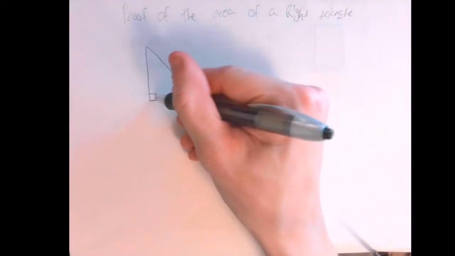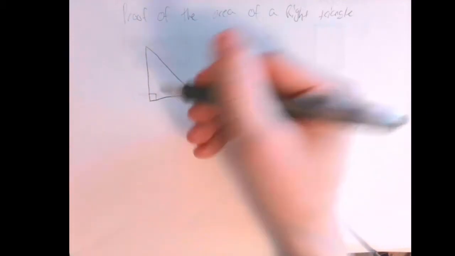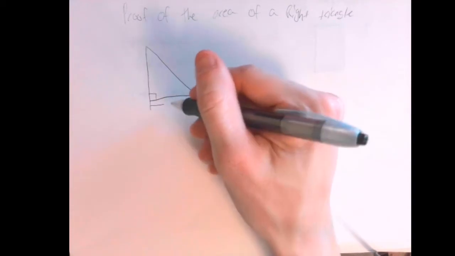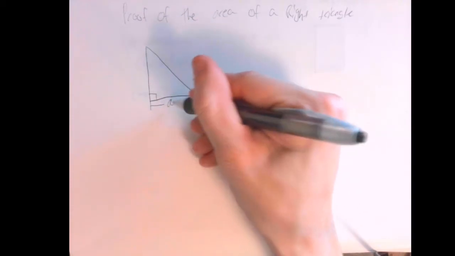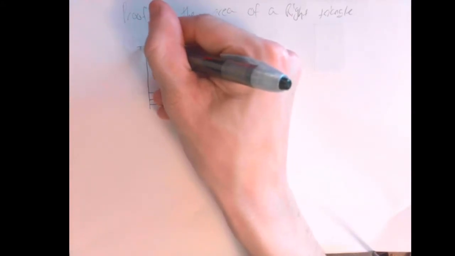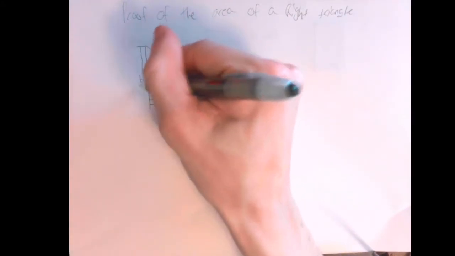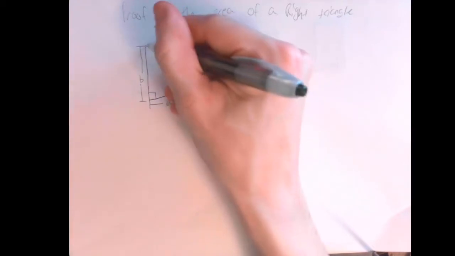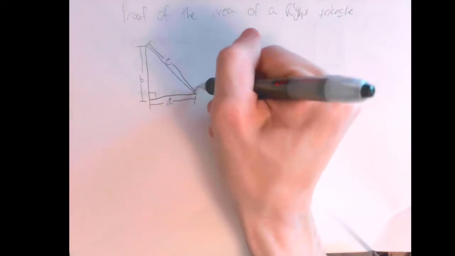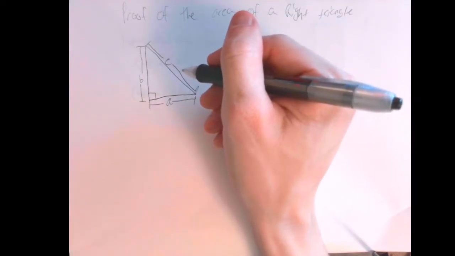The right triangle is denoted by this square in the corner. That's how we know that it is a right triangle. And we'll say that the length of this leg we'll call A. The length of this leg we'll call B. And the length of this hypotenuse here we'll call C. Alright.